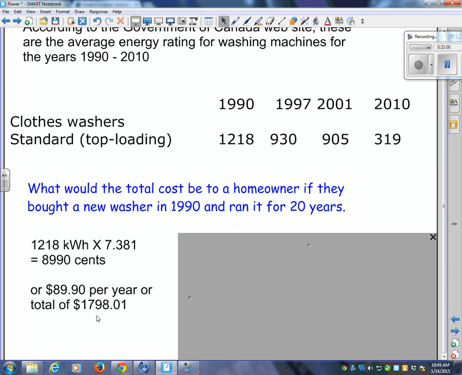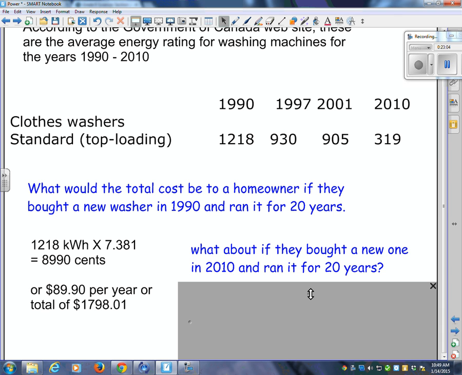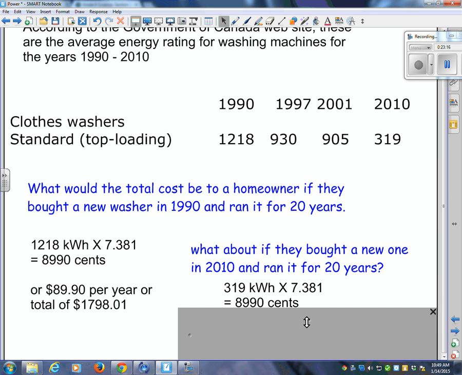Now, the next part is, what if they bought a new one in 2010? How much per year is it going to cost? We're going to do the same thing except with 319. So we're going to take 319 times 7.381, and oh my goodness, something seems wrong here. Why is that the same number? Because Mr. Bennett made a mistake.